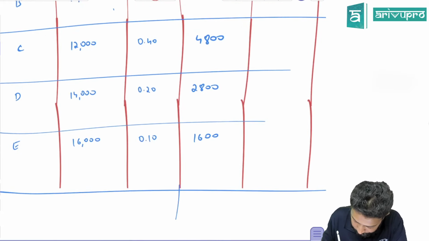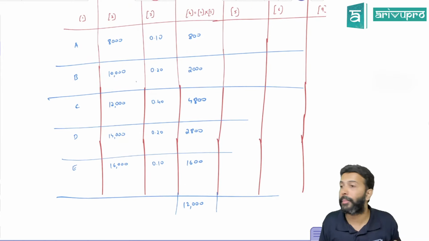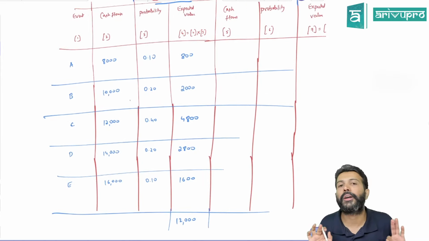2,800, 3,600, 7,600, 10,400, 11,000, 12,000. Can you sum it up? Are you getting 12,000, everybody? Okay. Got it, everyone?